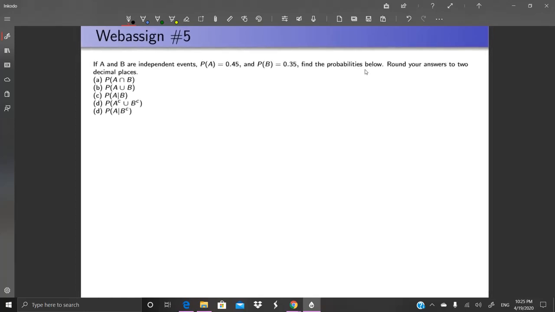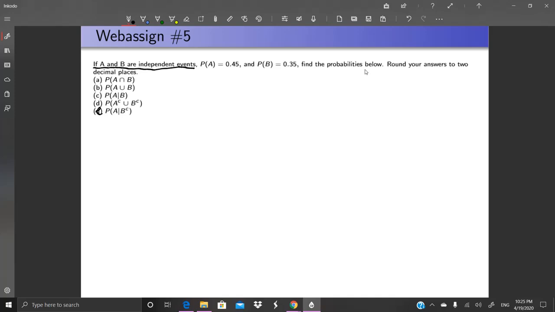That's supposed to read E over here, obviously. Okay, so let's answer these questions. They tell us that these two right here are independent events, so we are given this. We can assume this for all of these questions. We're told the probability of A is 0.45, the probability of B is 0.35. You want to find the probabilities below.